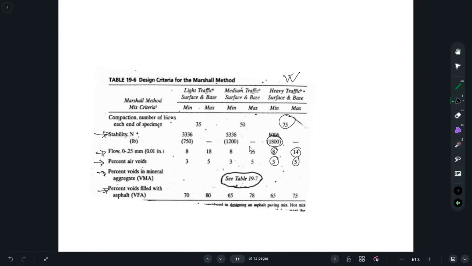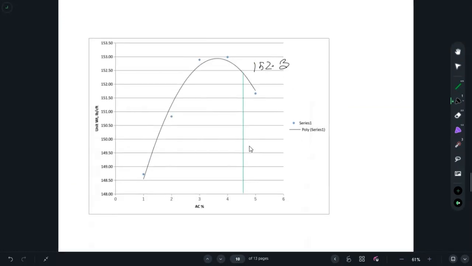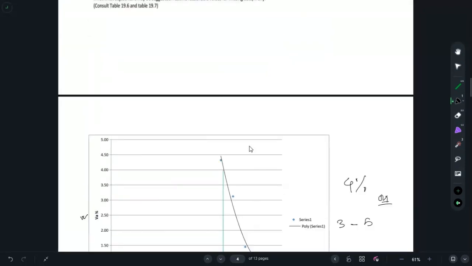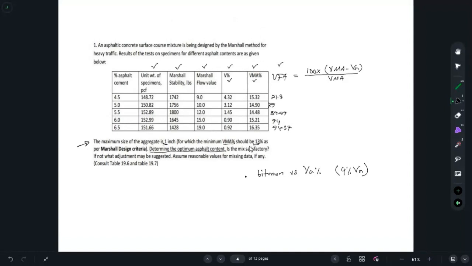So now the last criteria, that is VFA. VFA should be in between 65 and 75%. So in our case, it is 74%. So it is okay. So the design is satisfactory for five criteria, but it doesn't satisfy Marshall stability. So we can say that the optimum content for this design is 4.65%, and it should be adjusted a little bit for Marshall stability value.